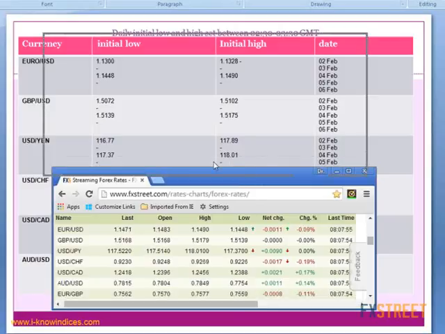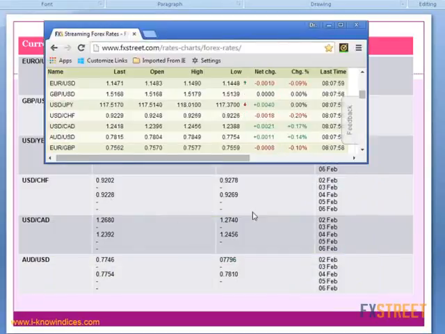Then in the case of CHF, 92.28 is the low, 92.69 is the high. They just breached the low by 2 pips, and 92.26 they have formed as the low. And 18 pips negative net change is seen. So you find overall nominal swings are seen in the market.